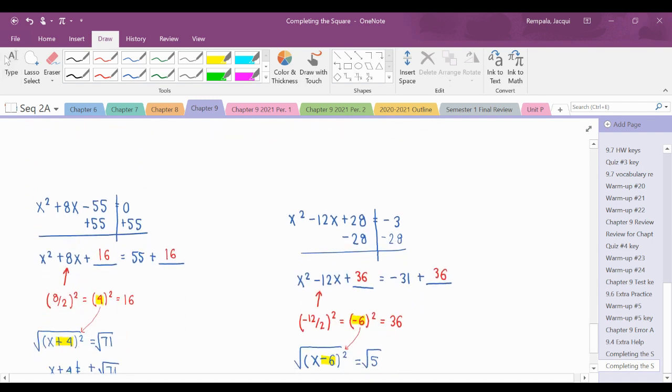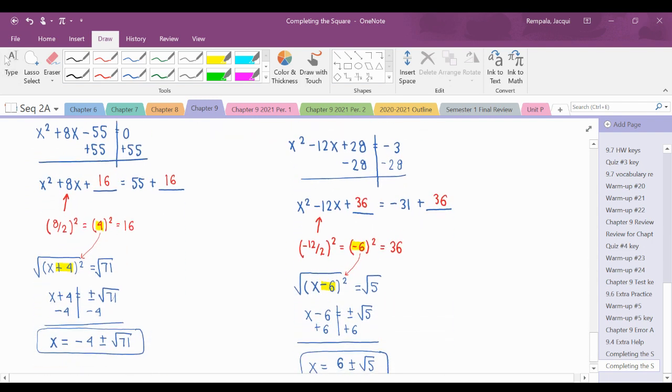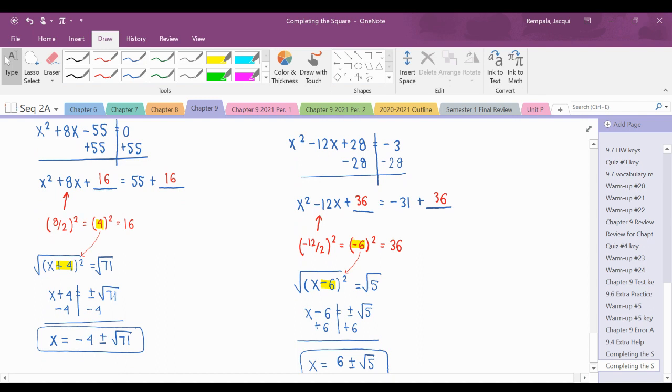All right, hopefully you paused and now you are looking to see if you had the correct answers. So these were the two answers that you should have had. For the first one, x equals negative 4 plus or minus the square root of 71. And in the second example, you should have had x equals 6 plus or minus the square root of 5.